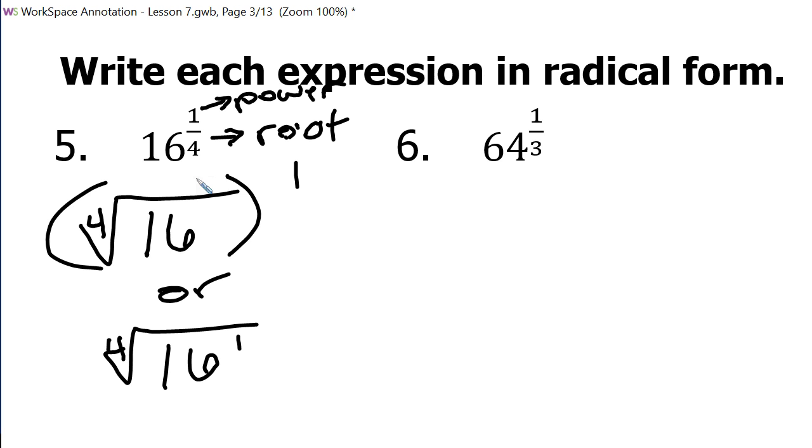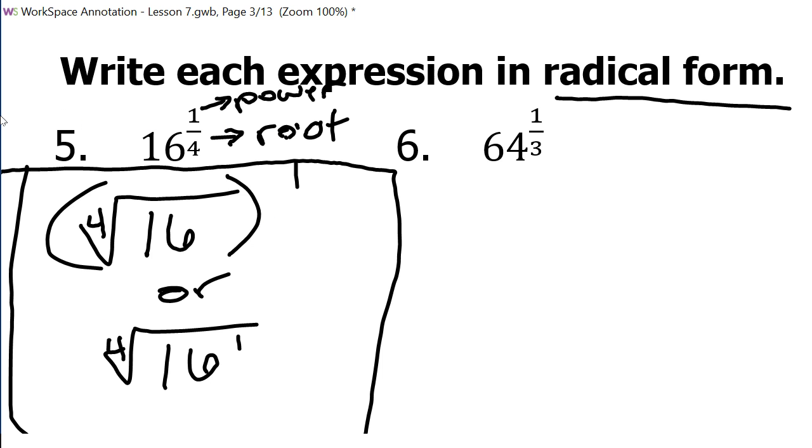Okay, number 6. Write it down. We have 64 to the 1/3 power. Oh, nobody asked me, is that it? That's it. That's all we had to do. That's all it said to do. Write it in radical form. So is our answer written as a radical? Yes. So you don't have to go any further with it. You don't have to simplify it. So that's the answer. Let me box it in so it looks official. That's the answer. It's radical form.